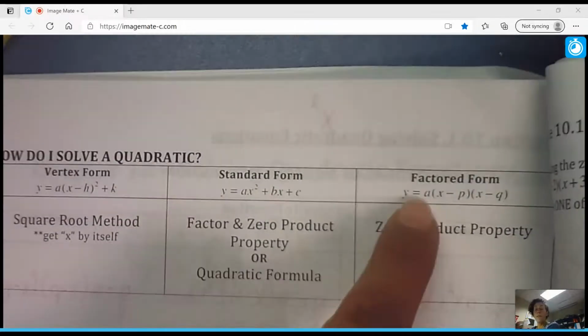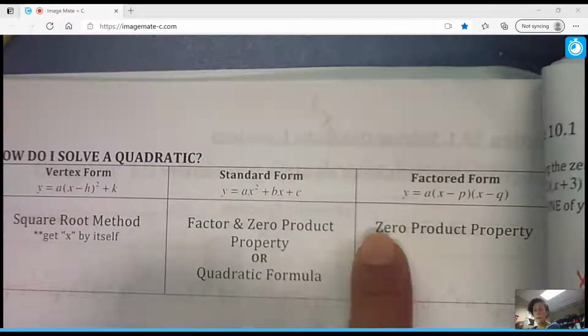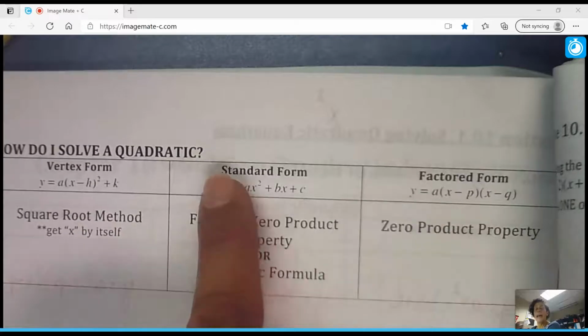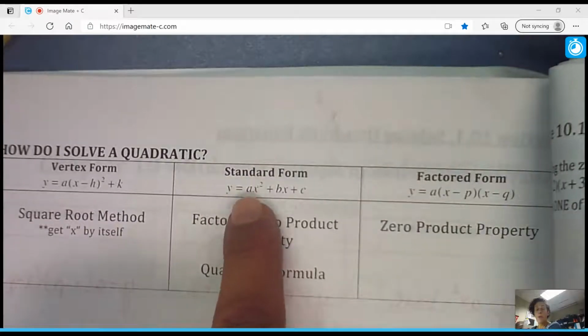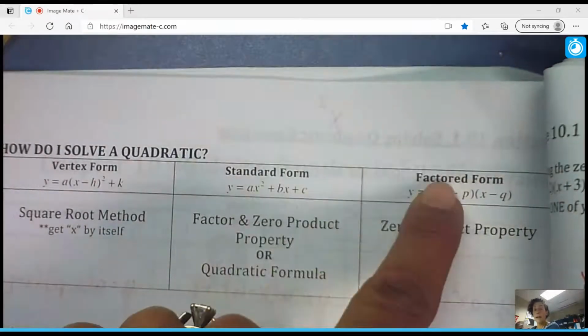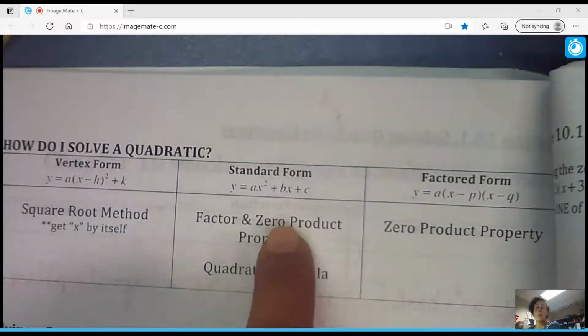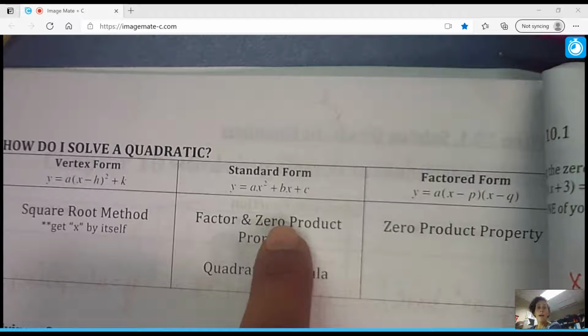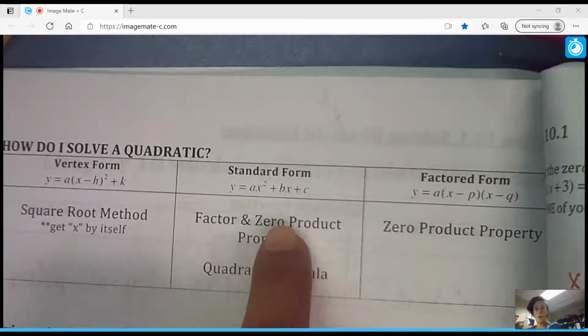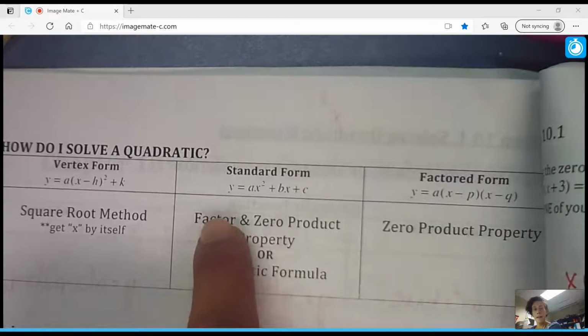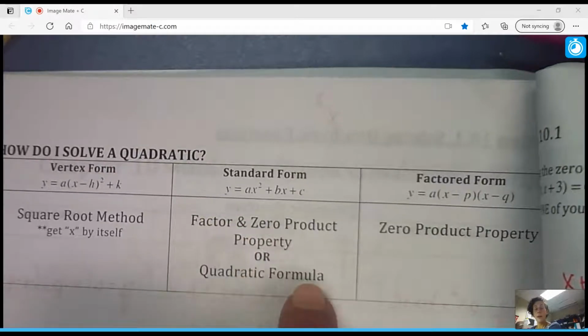So we first looked at if it's in factored form, we can use the zero product property. And then we did standard form, and we got it into factored form by factoring and then used that zero product property. But in one of the last problems, we had something that wasn't factorable. And so this is our backup plan when it isn't factorable. It's called the quadratic formula.